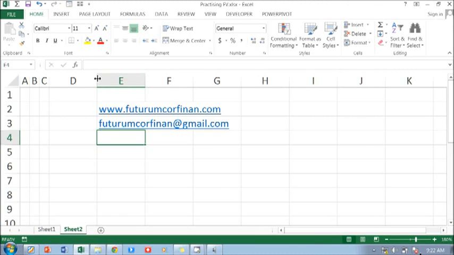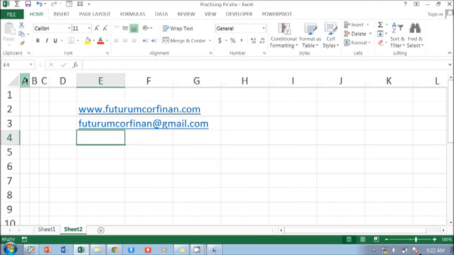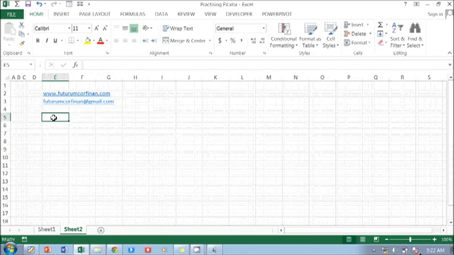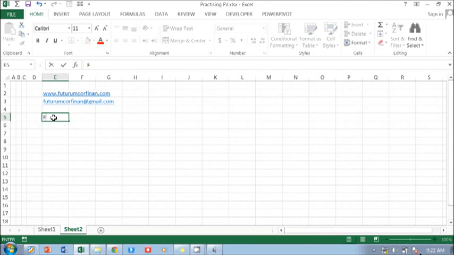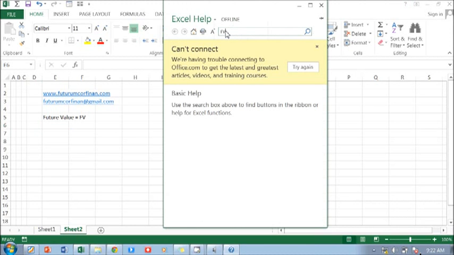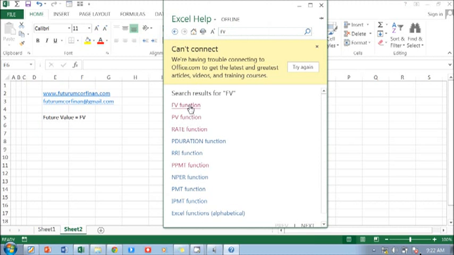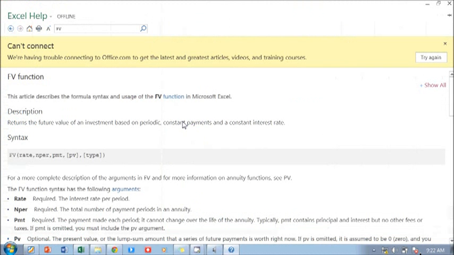It's not quite complicated in terms of the concept, just to help you understand more. The function that I'm going to explain is the future value, or you can put FV. You can go to the help menu, type FV, and it will go straight to the FV function and explain what it is. Basically, this returns the future value of an investment based on periodic constant payments and a constant interest rate. What's interesting is the syntax here.